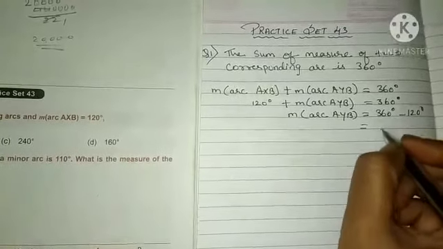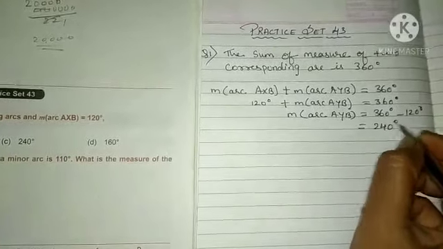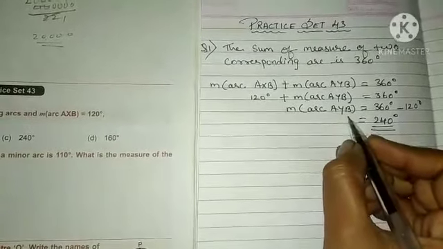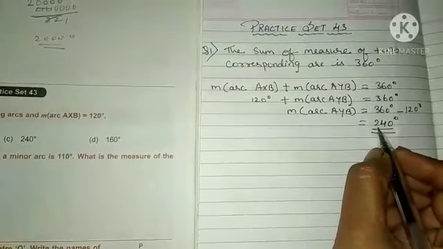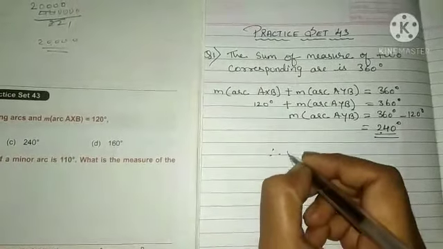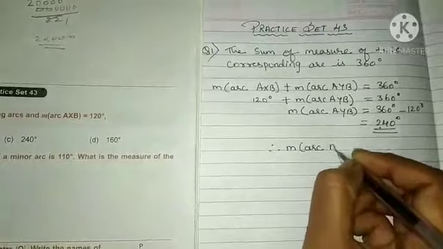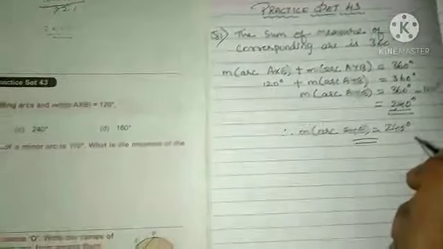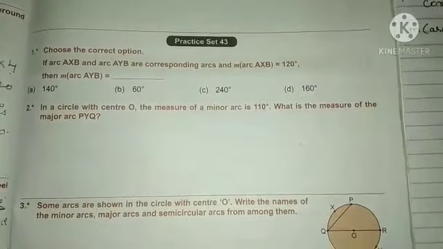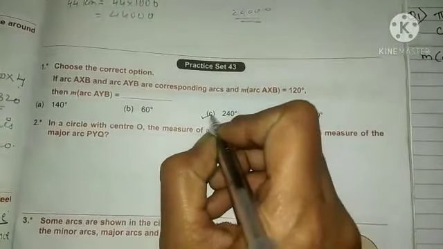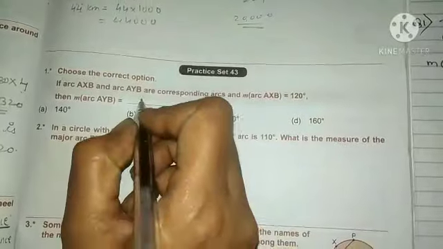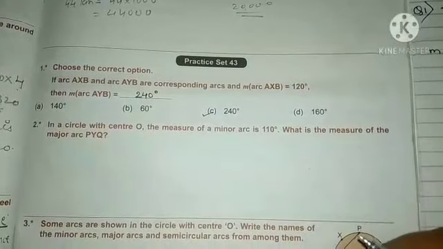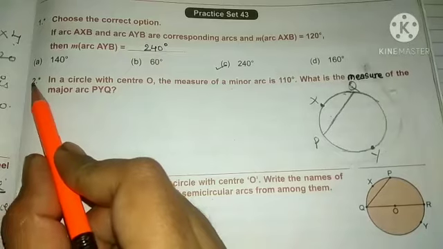So what will you get? You will get 240 degree. So what is the measure of arc AYB? The measure of arc AYB is 240 degree. Clear? So which option is the correct option? C1 is the correct one. Understood? So here the measure of AYB is 240 degree. Clear?